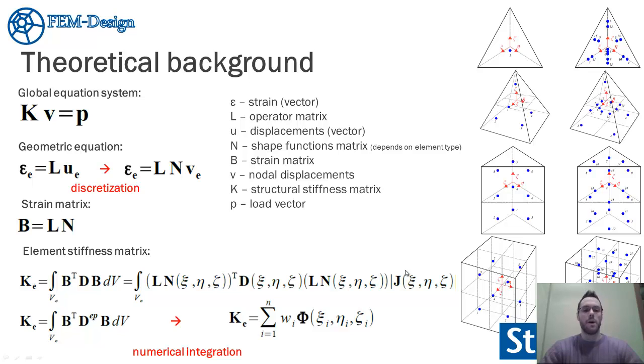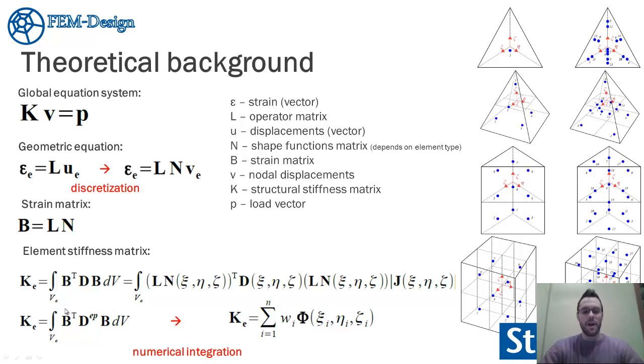So just a summary about the theoretical background. You can see here the global equation system of the structure. The K is the global structural stiffness matrix, the V is the nodal displacement vector, and on the right side we have the load vector. With the geometric equation we can calculate the strain matrix based on the finite element discretization, and we can calculate the element stiffness matrix with this equation. And in this equation, the D matrix is the material stiffness matrix, which affects the final calculation.